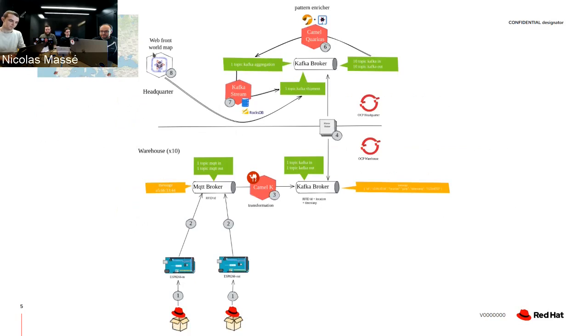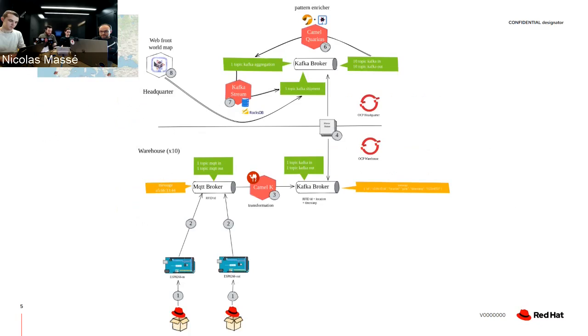That shipment information is sent again to the Kafka broker into another topic, and that topic is read by a map application in the headquarters, which displays the warehouses and the location of the parcels in real time. This application is written in Quarkus, and it shows what we can really achieve by using cloud-native technologies.